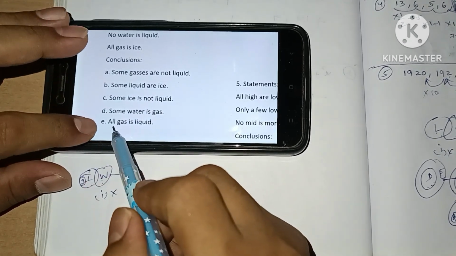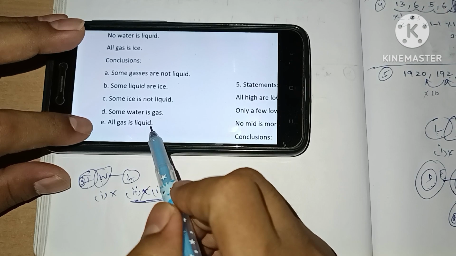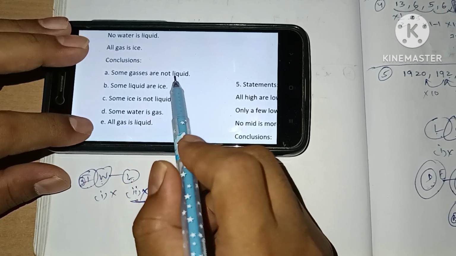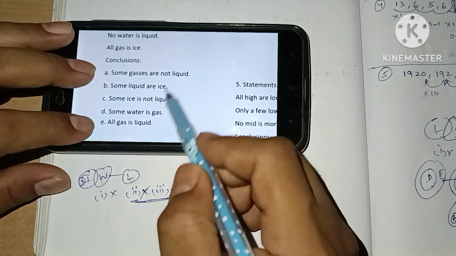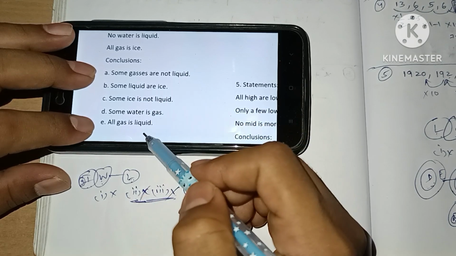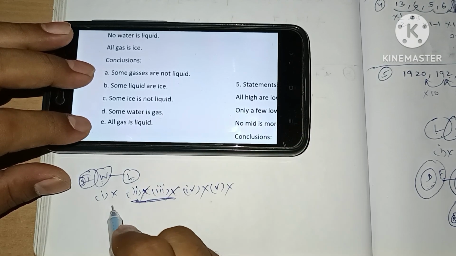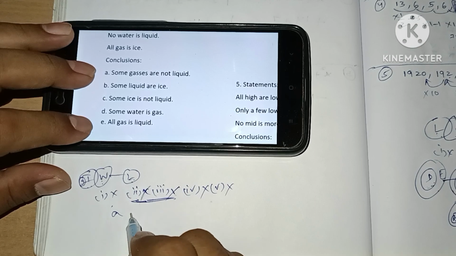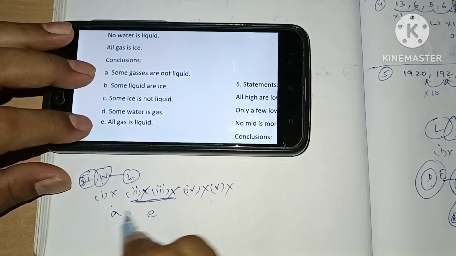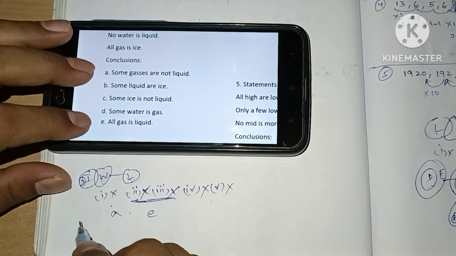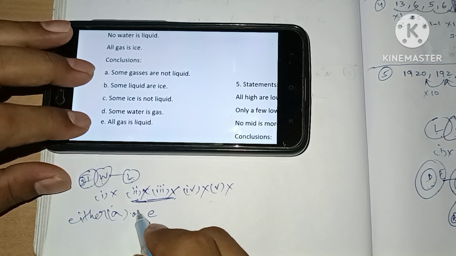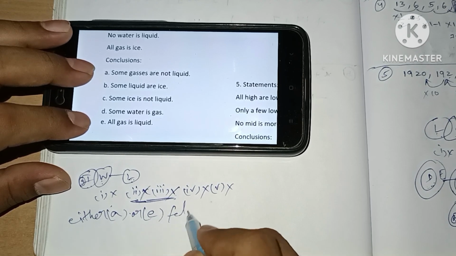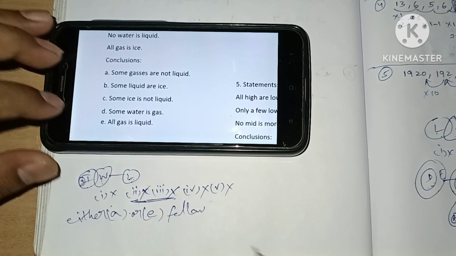But we have all gas is liquid. It is a positive statement. Some gases are not liquid. It is a negative statement. And gases, liquids, suffixes and prefixes are the same. So A and E. The answer for this question is either A or E follows. This is the answer for this question.